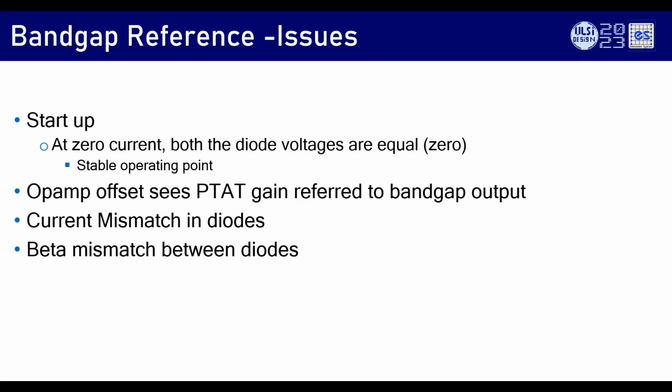The second is the operation amplifier. It can have an offset. It can have flicker noise, and that sees a PTAT gain when you refer to the bandgap output. That can be a pain in itself, because offset has two varieties. We'll talk about this. One is systematic, one is random. The way you deal with the systematic offset is different compared to the random offset, and that has certain trade-offs. And third is current mismatches in the diodes. You saw two PMOSs that have VT and beta mismatches that can give some errors. And then finally you have a beta mismatch between the diodes. We'll talk about only 4 issues. There are multiple issues, as I pointed out. We are not going to deal with them in this tutorial.